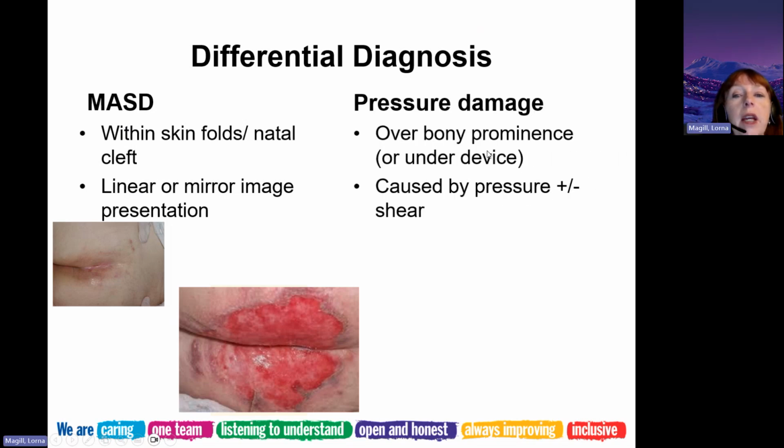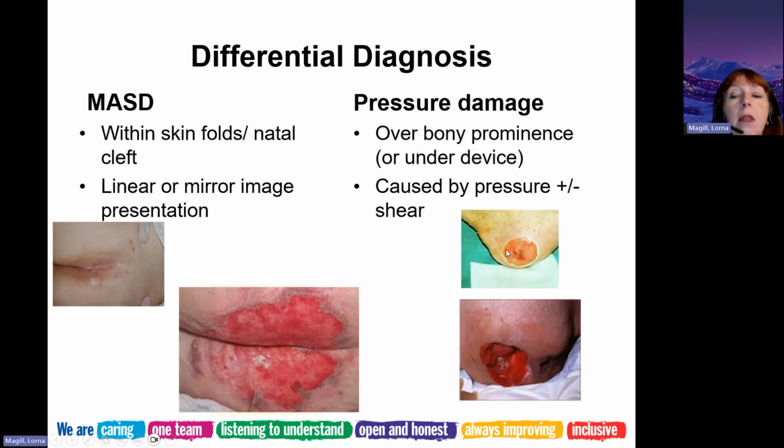Pressure damage, on the other hand, occurs over a bony prominence or under a device and is caused by pressure with or without shear. And we can see the difference here that pressure damage tends to be a regular shape focused over the bony prominence, in this case the heel, and here over the sacral area.